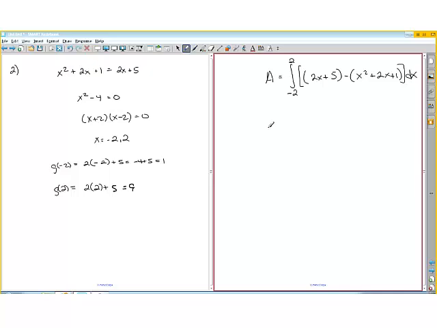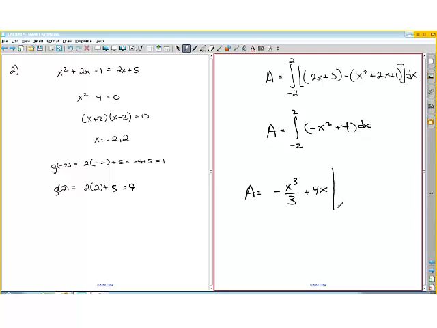So let's go ahead and do this calculation. We have the integral from negative 2 to 2. What we'll get is negative x squared from here. Negative 2x plus 2x is 0. And then we get 5 minus 1, which is 4. Whole thing times dx. So we can go ahead and integrate. The integral of negative x squared would be negative x cubed over 3. The integral of 4 is 4x.